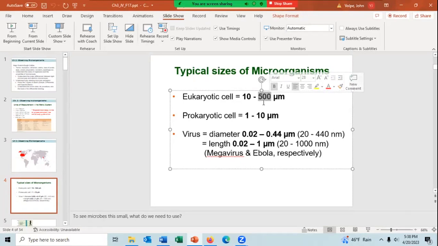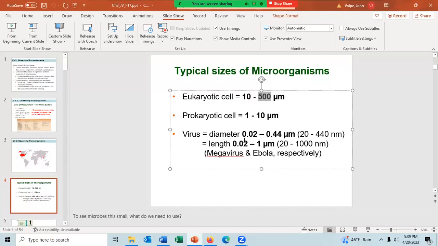And obviously that cell is much bigger than 500 micrometers. But like I said, this is a range. Viruses are about 10 times smaller or even smaller than prokaryotic cells. The largest virus in its volume equals about the smallest prokaryotic cell. And the largest virus is about 0.44 micrometers in diameter. And the smallest virus is about 0.02 micrometers in its diameter.